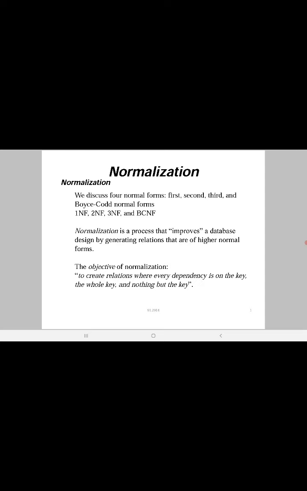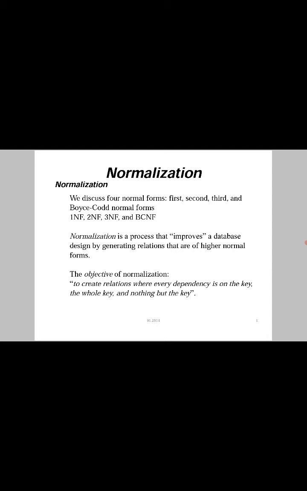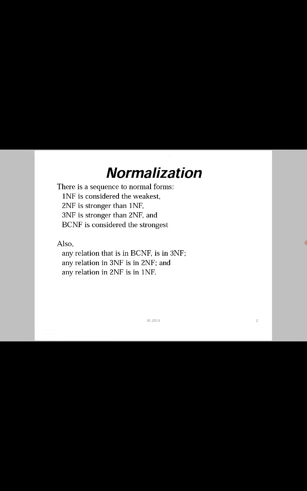So what is normalization? Normalization is a process or technique that improves a database design by generating relations that are of higher normal forms. The objective of normalization is generally to create relations where every dependency is on the key, the whole key and nothing but the key. Normalization is a process which improves the performance of a database design by removing unwanted data or duplicate data for a better database performance. Generally normalization is a step-by-step process which contains 4 normal forms.